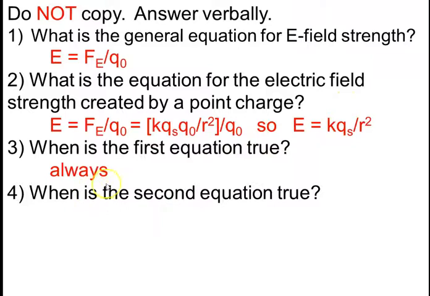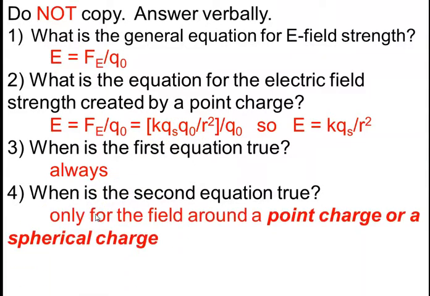When is the second equation true? Well, this equation is only true when you can use Coulomb's law, because we used Coulomb's law here. So if it's only true when Coulomb's law is true, what are the conditions on Coulomb's law? The conditions were when the charges are point charges or spherical charges. So only for the field around a point charge or a spherical charge. Q naught will always be like a point charge, a little tiny point charge you put in the field. But if Q S, the source charge, is a point charge or spherical charge, then we can use Coulomb's law, and this equation here will be accurate.